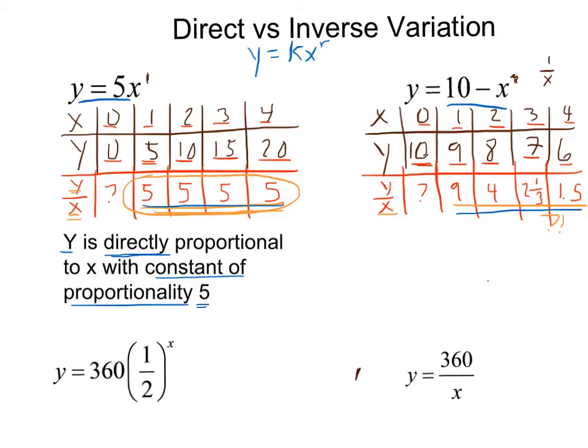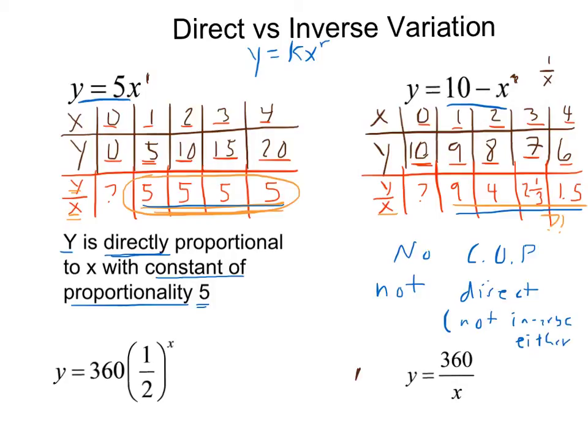On this side, there was no constant of proportionality. There is no constant of proportionality. So this is not direct, and it's also not going to be inverse either. Not inverse either.